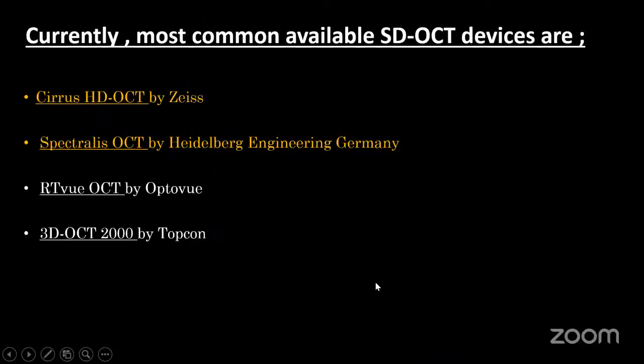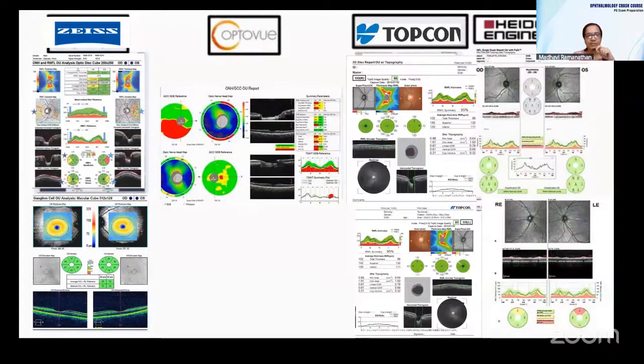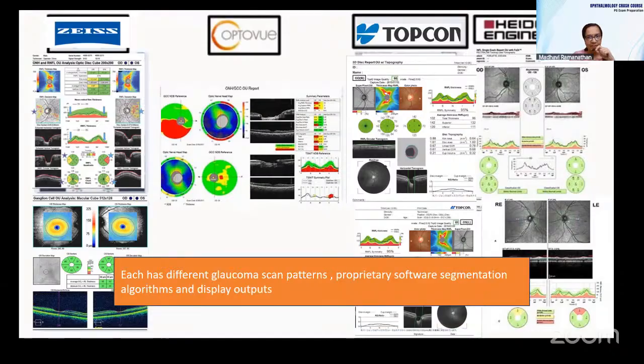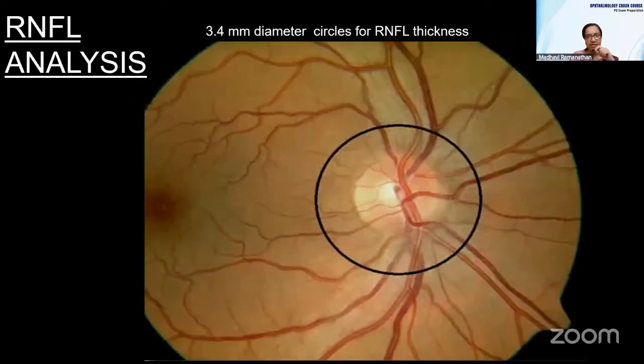So in today's talk, I'll be showing most of the printouts related to Cirrus HD OCT. If time permits, I will touch briefly upon the Spectralis OCT by Heidelberg also. No financial disclosures. So these are the various printouts from different machines: Zeiss, Optovue, Topcon and Heidelberg. Essentially, all look at 3 things, that is the optic nerve head, the parapapillary retinal nerve fiber layer, as well as the macular ganglion cells.